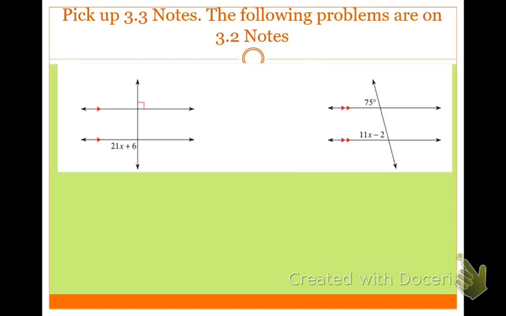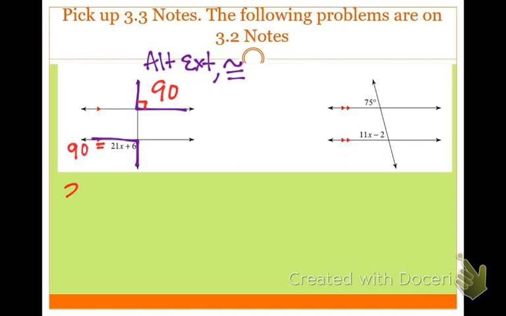So what relationship does the angle I'm given and 21x plus 6 have? Alternate exterior. Go ahead and write that in. They are alternate exterior. What does that mean about their measurements? They're congruent. So what is the measure of this box up here? 90. So then what is the measure of the angle down here? 90. So you're going to say 21x plus 6 equals 90, because they equal each other.